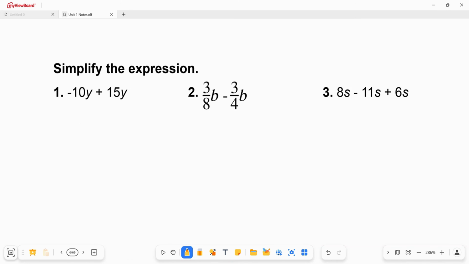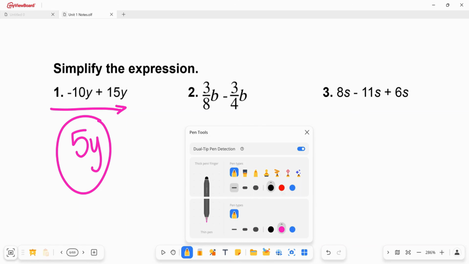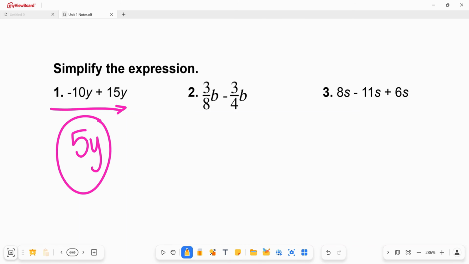All right, so just like the top, we have to go left to right. So -10 plus 15 is a +5, and y is my label. Looking at number 2, first thing I'm noticing is that they are fractions and that they don't have the same denominator. When you're adding and subtracting fractions, you have to have the same bottom part of that fraction. So because 4 and 8 are related, I can actually just multiply this second one by 2 to then get 3/8b minus a 6/8b. Because now they have that same denominator, I can actually do that math.